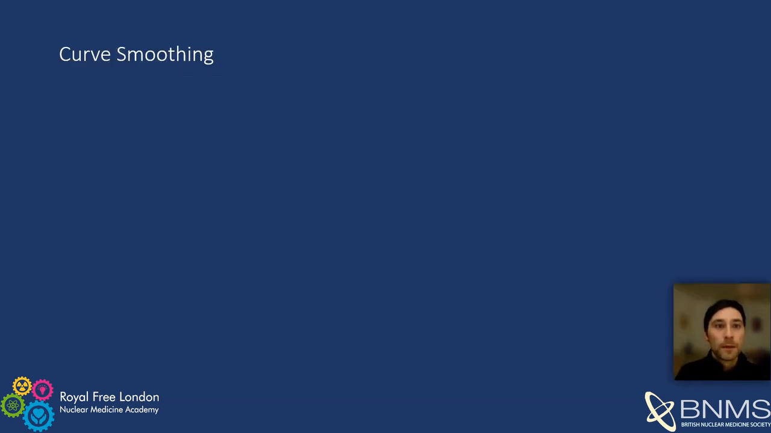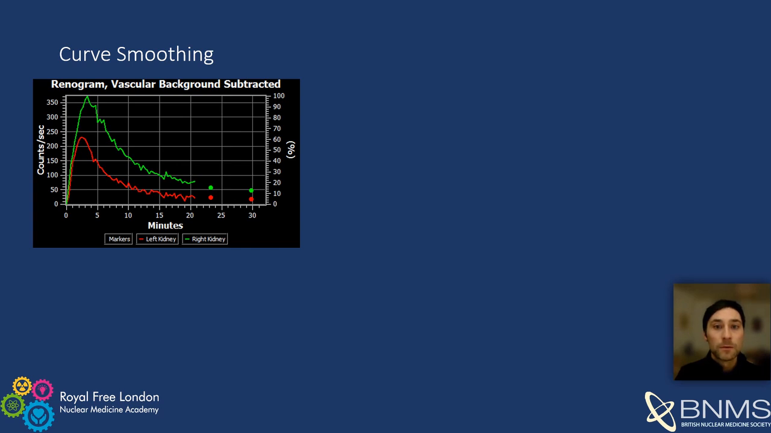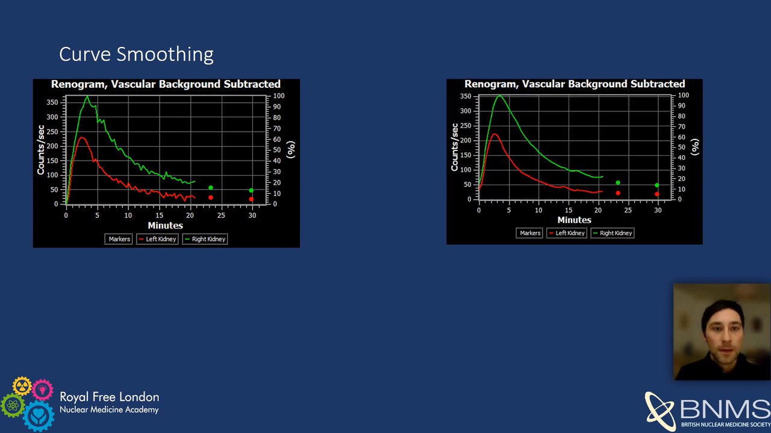Let's talk about curve smoothing. The processing software can smooth the curves, with a level of smoothing specified by the reporting clinicians. This graph has not been smoothed, so the counts in each frame have been plotted. This can make the graph look noisier, and any patient motion could appear as fluctuations, though in this case it still demonstrates the dynamics of the study well.